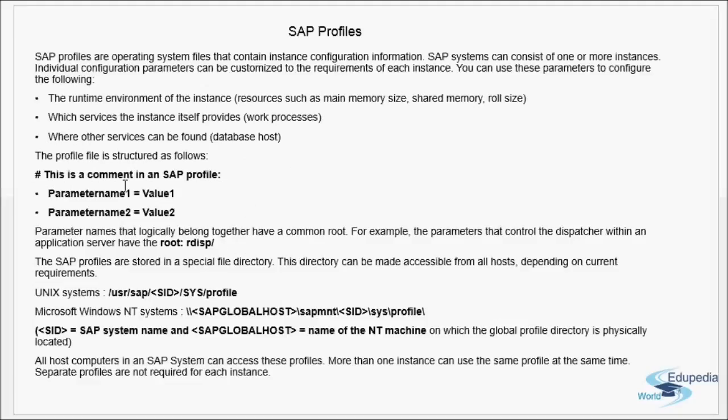Then we saw what a profile looks like. It has a parameter name and a value. Then all the profiles are stored in a common directory at the operating system level, that is /usr/sap/SID/sys/profile in Unix, or \\SAP global host\sapmnt\SID\sys\profile in Microsoft Windows NT. So depending upon your flavor of operating system, the profiles are stored in a common shared directory, and this shared directory is made accessible to all the instances.